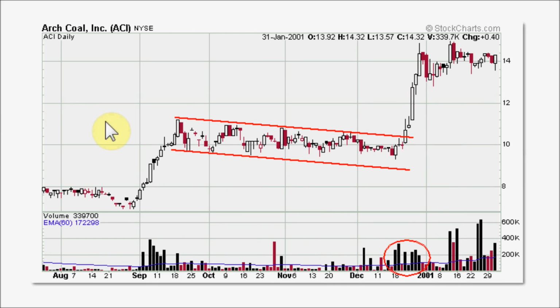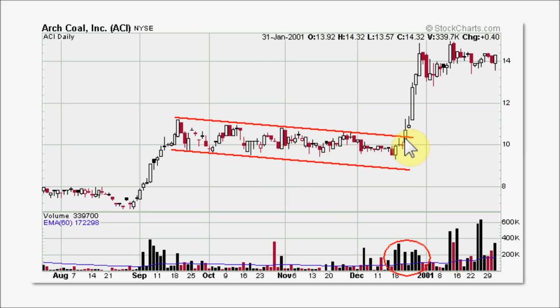This is a bullish rectangle. First of all, nice volume on the breakout above this resistance. It ran from about $7 up to $11. Then it did a 3-month consolidation, with a slightly lowering trend line of resistance and a slightly lowering trend line of support.